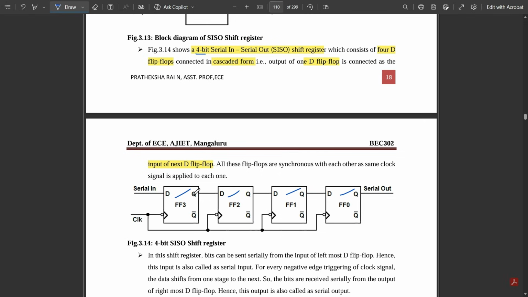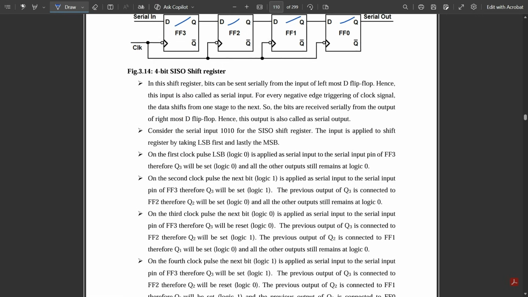Okay, and we have the outputs q and q bar, and you see here q, the first stage flip-flop output, is given to the next stage flip-flop input, and like this it is connected for serial in, serial out data. Okay, so this is the 4-bit SISO shift register. Now let's see what happens in this.